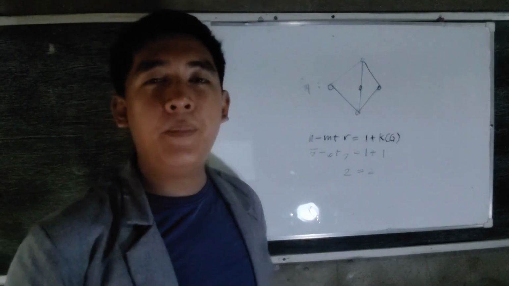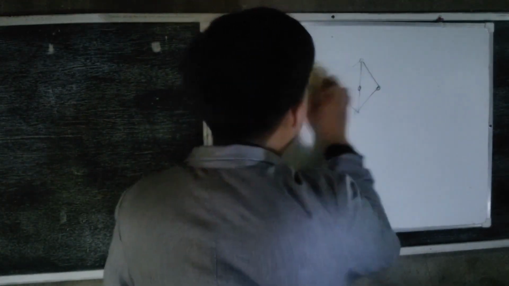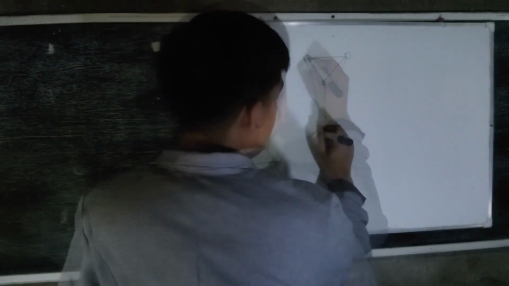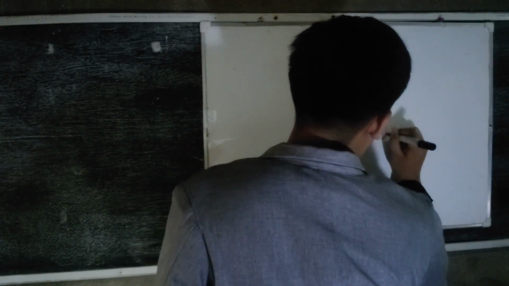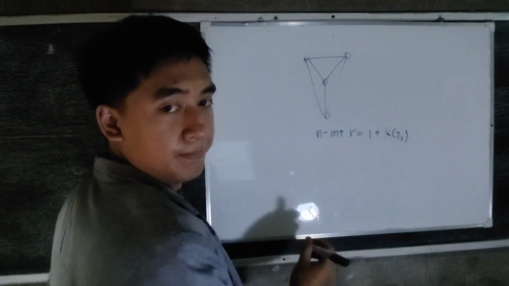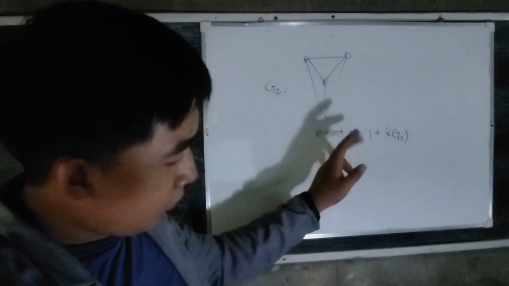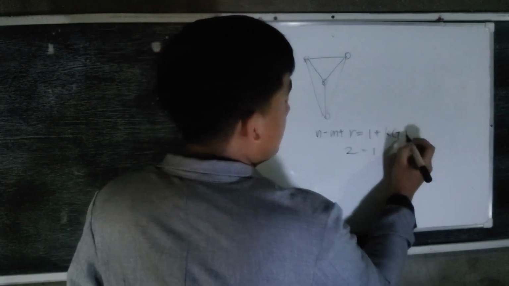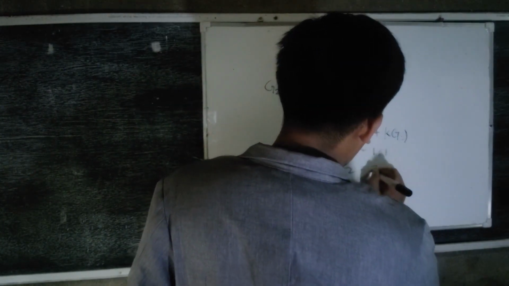10.2. How about, let's have G2. Recall the graph of G2 from 10.5. n minus m plus r should equal to 1 plus the components of G2. We know this is 2. How many components does G2 have? Which is just 1. So 1 plus 1, that is equal to 2.